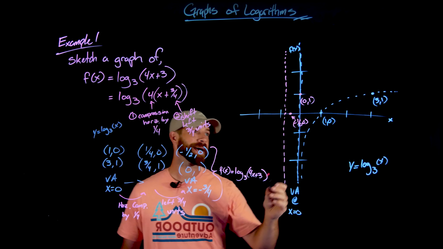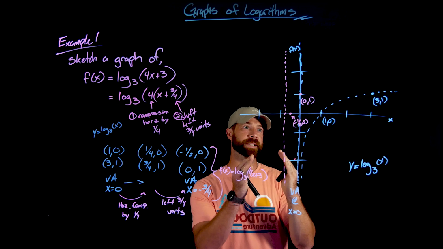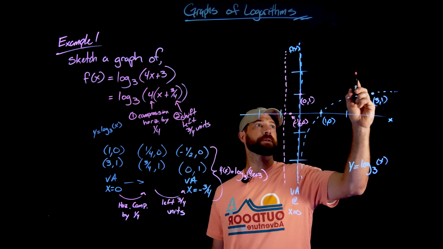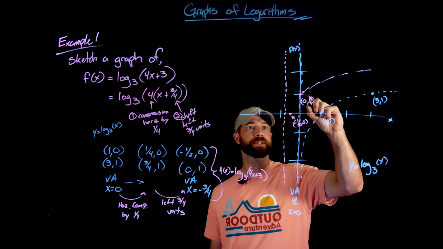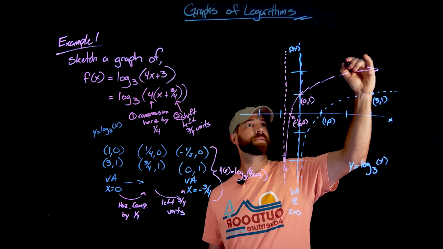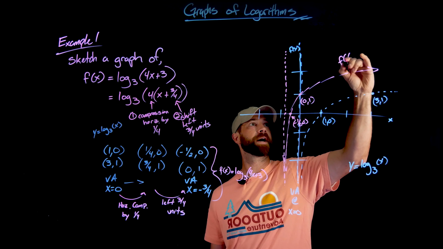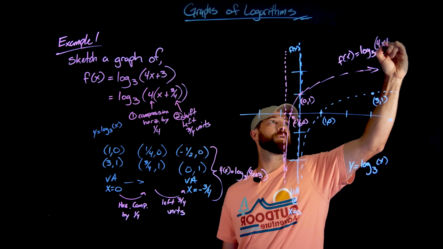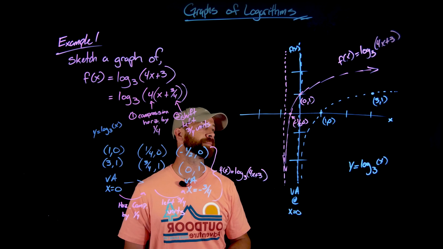And now that we know what we did was compress this and shift it, this looks pretty good. All I need to do is provide a nice sketch of what this looks like. And so this is a graph of f of x equals the log base 3 of 4x plus 3.